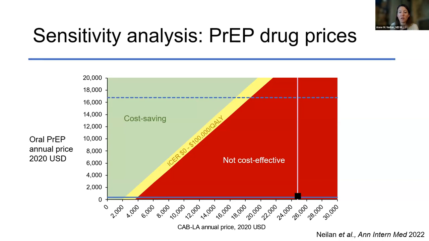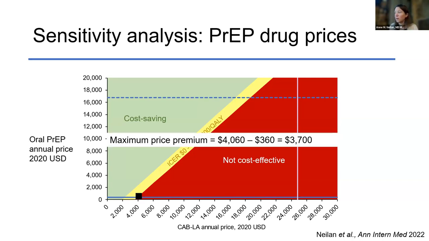The square at the intersection of the solid lines shows the result where the price of oral PrEP is $360 and the price of CAB-LA is $25,850. And so at this point, CAB-LA would be in the red zone and would not be cost effective. However, if CAB-LA price was $4,060, then CAB-LA would fall just below that $100,000 per QALY threshold in the yellow zone for a maximum price premium of $3,700 above oral PrEP.